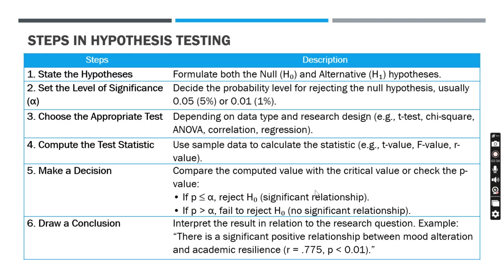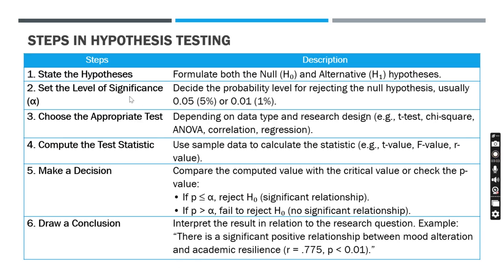The second thing we are going to discuss: when we talk about the hypothesis, we want to test whether the hypothesis we have is right or wrong. The first step, in order to test a hypothesis, is to state the hypothesis. You have to determine what is the null hypothesis and what is the alternative hypothesis. So this is the first thing you have to determine.